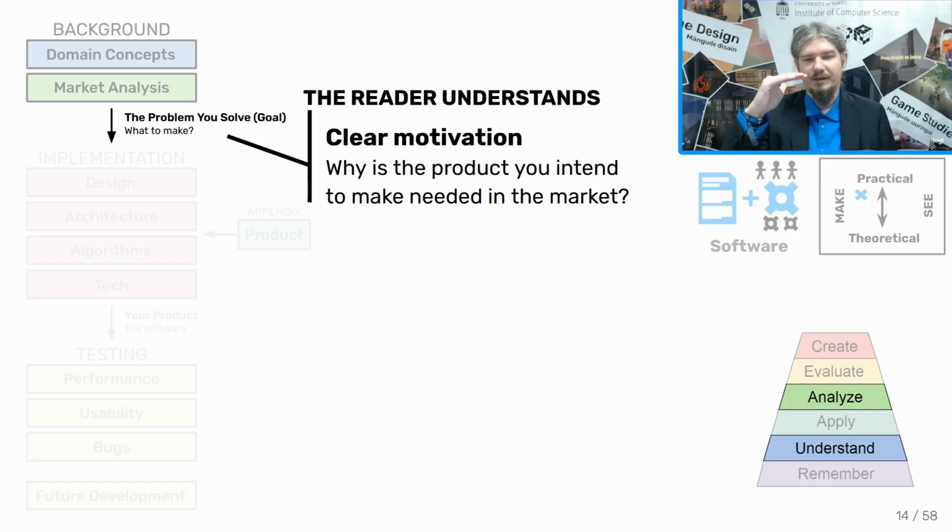From this first section, the reader should now understand the motivation. Why are you making what you're trying to make? What is the product you intend to make and why is it needed in the market? So this is basically your problem statement or your goal statement or your motivation. The reader should understand from the domain concepts and market analysis in your first part that, okay, this is the problem that exists in the world. You have identified this problem, that there is no such particular video game out there, or these games are all boring and you want to make something exciting. Whatever the problem is, the reader should now know this.